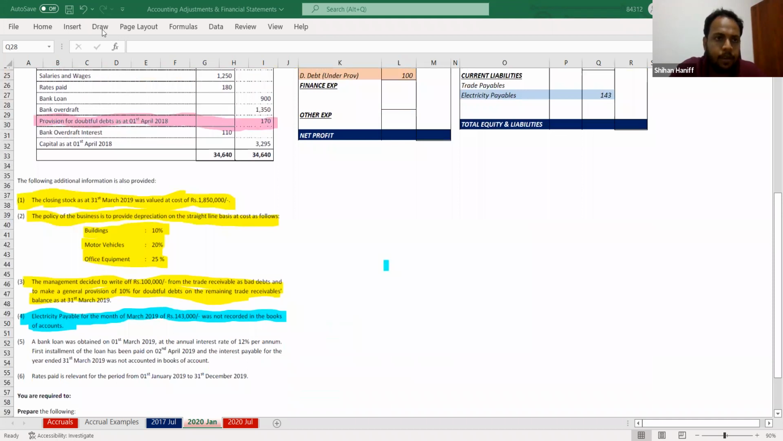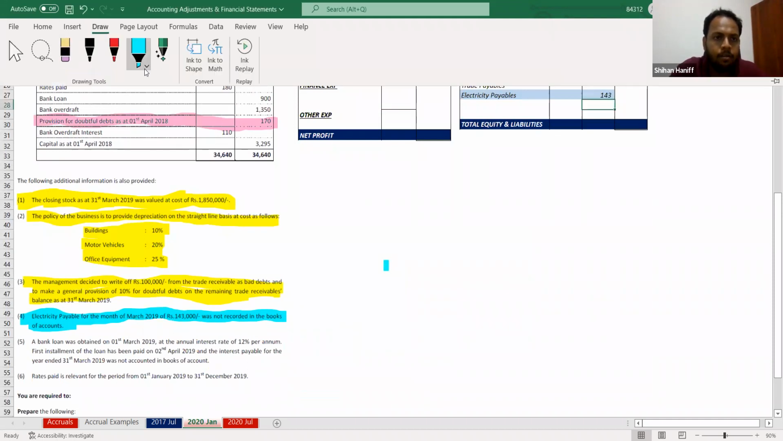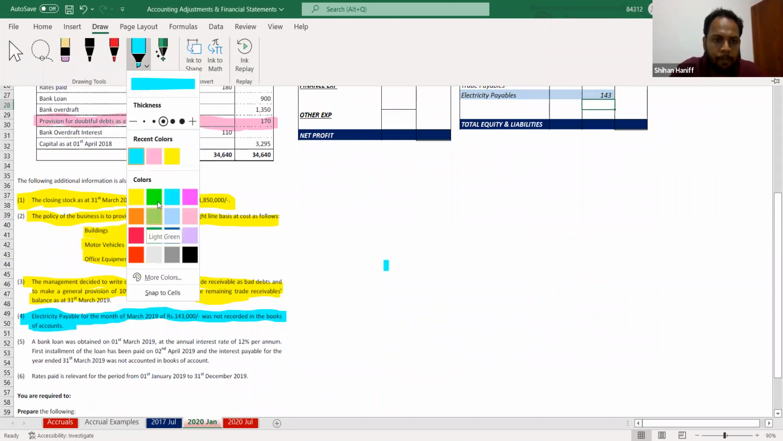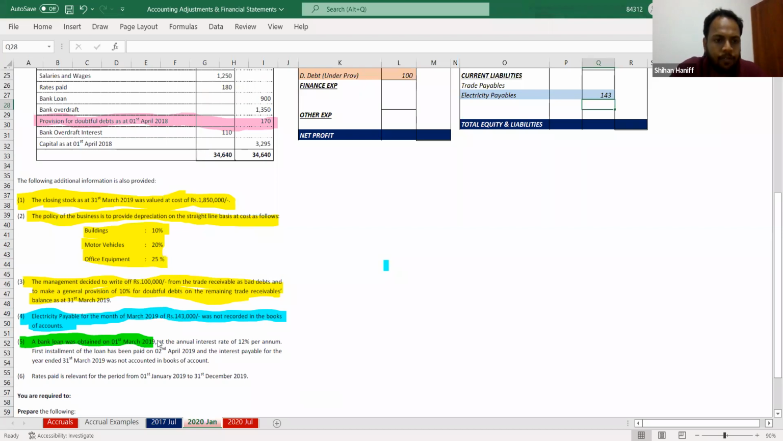Next. The bank loan was obtained on 1st of March 2019 at the annual interest rate of 12% per annum. First installment of the loan has been paid on 2nd of April 2019. The interest payable for the year ended 31st March was not accounted in the books of accounts.